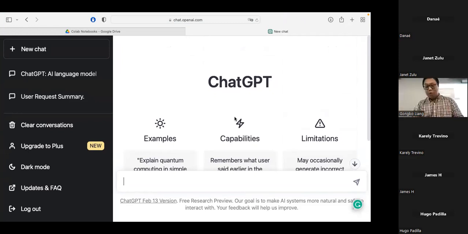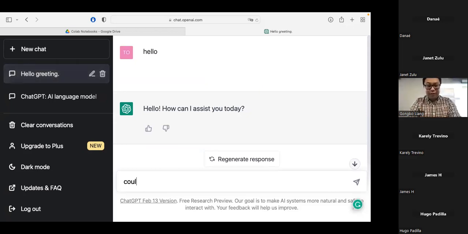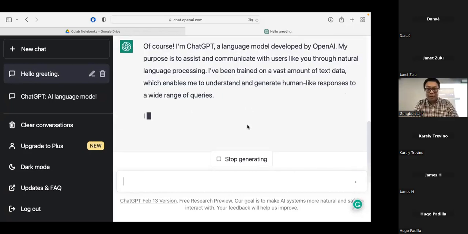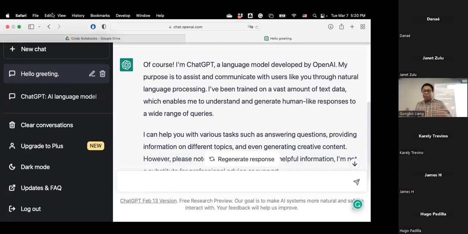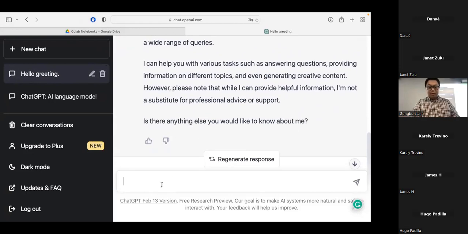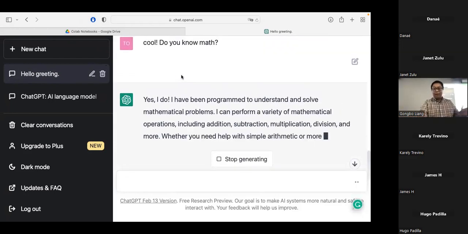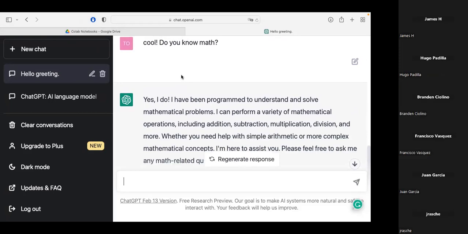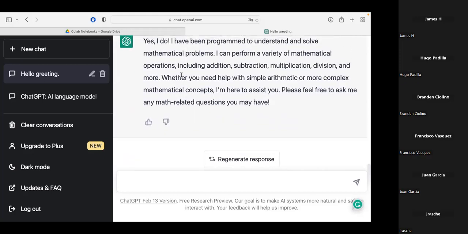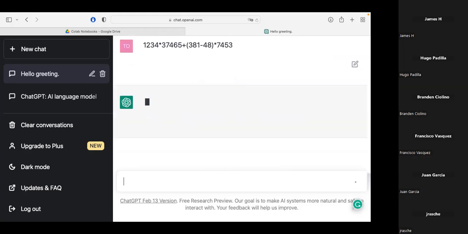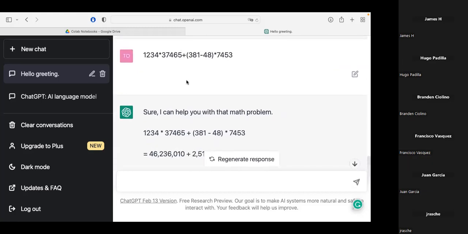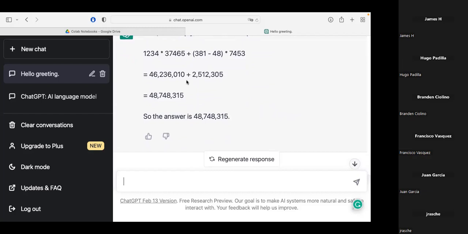For those who are not familiar with ChatGPT, let's play with it. I don't know what it will say. It says it is ChatGPT, a language model developed by OpenAI. Okay, cool. Do you know math? Yes, I do. I am programmed to understand and solve mathematical problems. Let's see. I just typed in a bunch of random numbers, and ChatGPT does give us an answer.